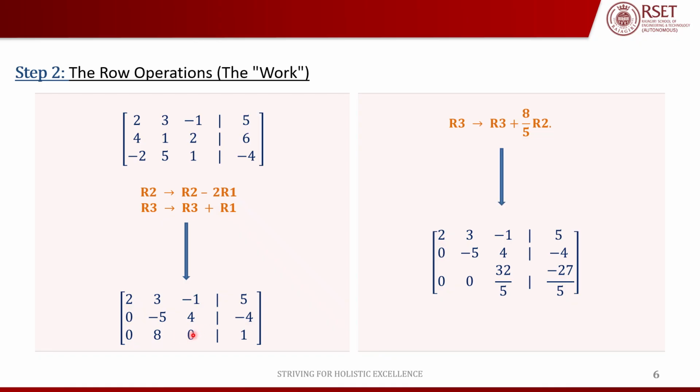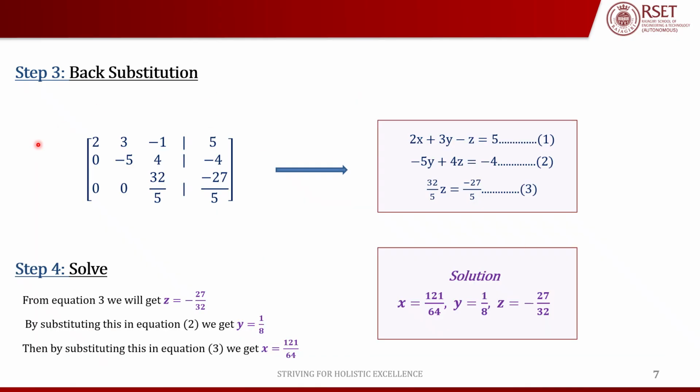So the resulting will be, here you get 0. And the next thing you get is 0 plus 8 by 5 into 4, that is 32 by 5. And 1 plus 8 by 5 into minus 4. So you are getting minus 27 by 5 here. So that is the row equivalent form you get.